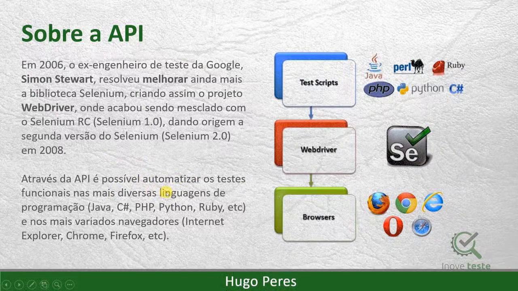And the Selenium WebDriver project went on to be known as Selenium 2.0 because it was the merger of what had already existed with these enhancements of Simon, and this API was then disclosed and made available for use in mid-2008.